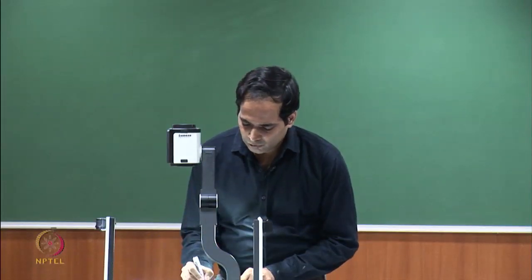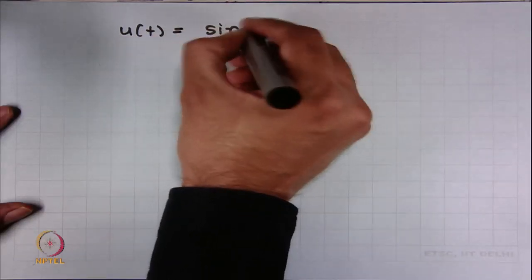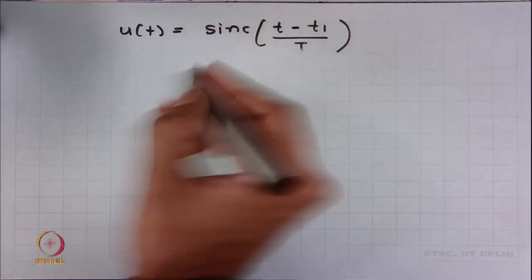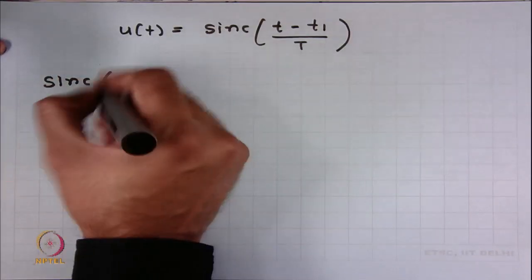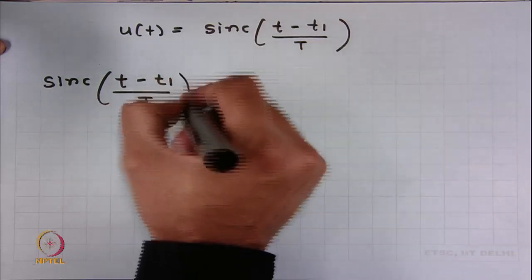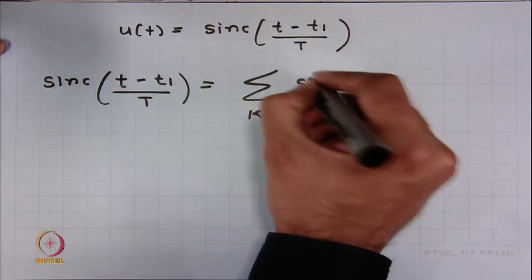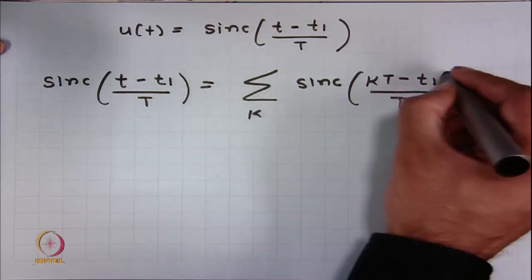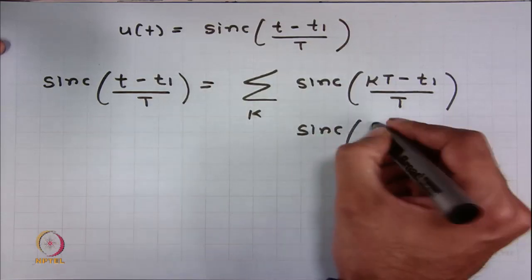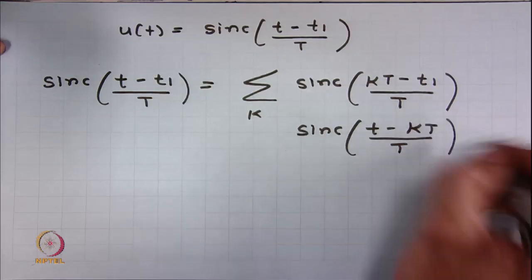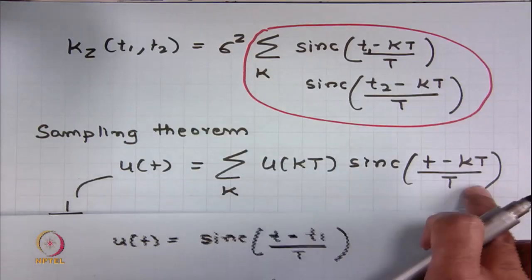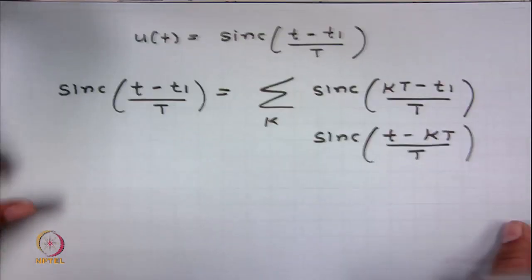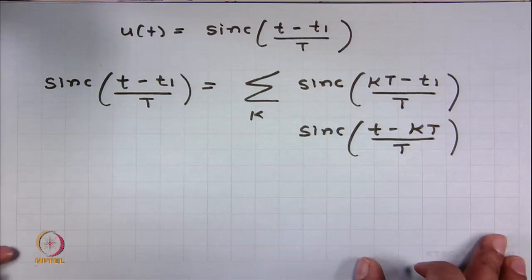let us assume that u(t) is sinc((t minus T1) by T). So, using the sampling theorem, I can say that sinc((t minus T1) by T) should be nothing but the summation over k of sinc((kT minus T1) by T) into sinc((t minus kT) by T). So, just using the sampling theorem. From the sampling theorem I have this, and then I have substituted u(t) as this function, and I get such an expression.